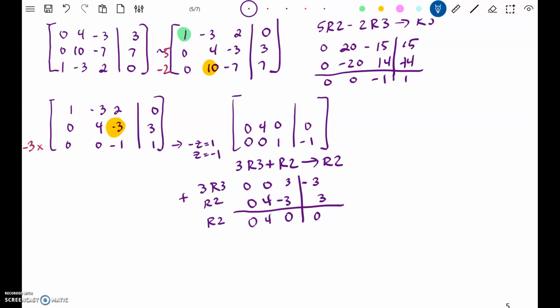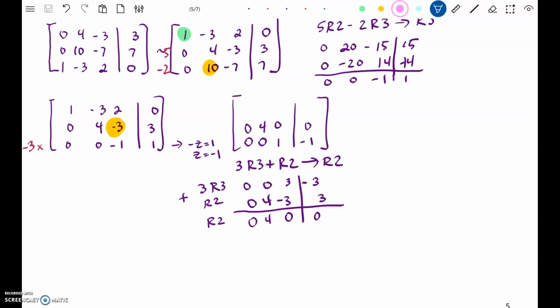And for the first value, for the first row, what do we want? We want to eliminate the z, and to eliminate the z, it's possible by going row 1 plus twice row 3 and save that under row 1. Row 1 was 1, negative 3, 2, 0, and 2 times row 3.